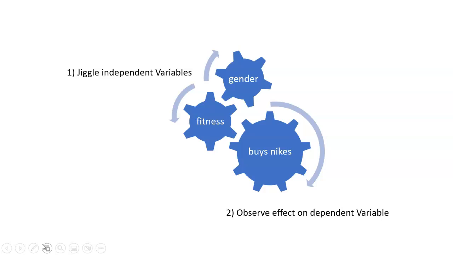So for instance, if I find that interest in fitness has the most impact on whether I'm a Nike MVC, it's going to guide my messaging. It's going to guide my media choice. I'm going to be in Runner's World magazine.